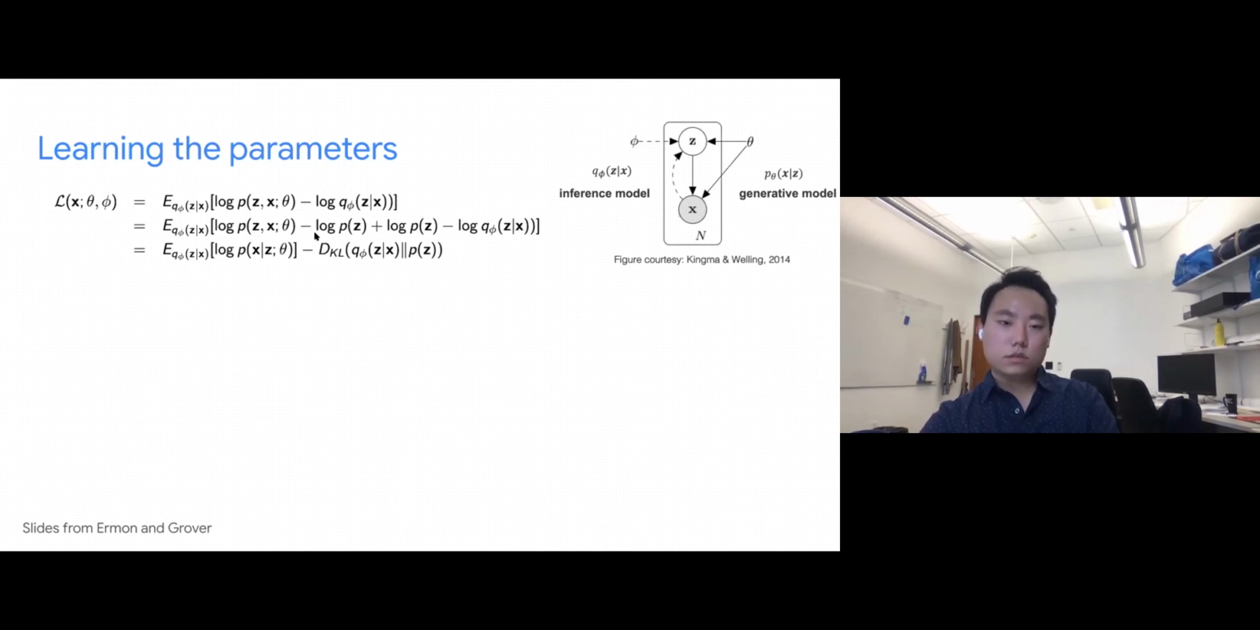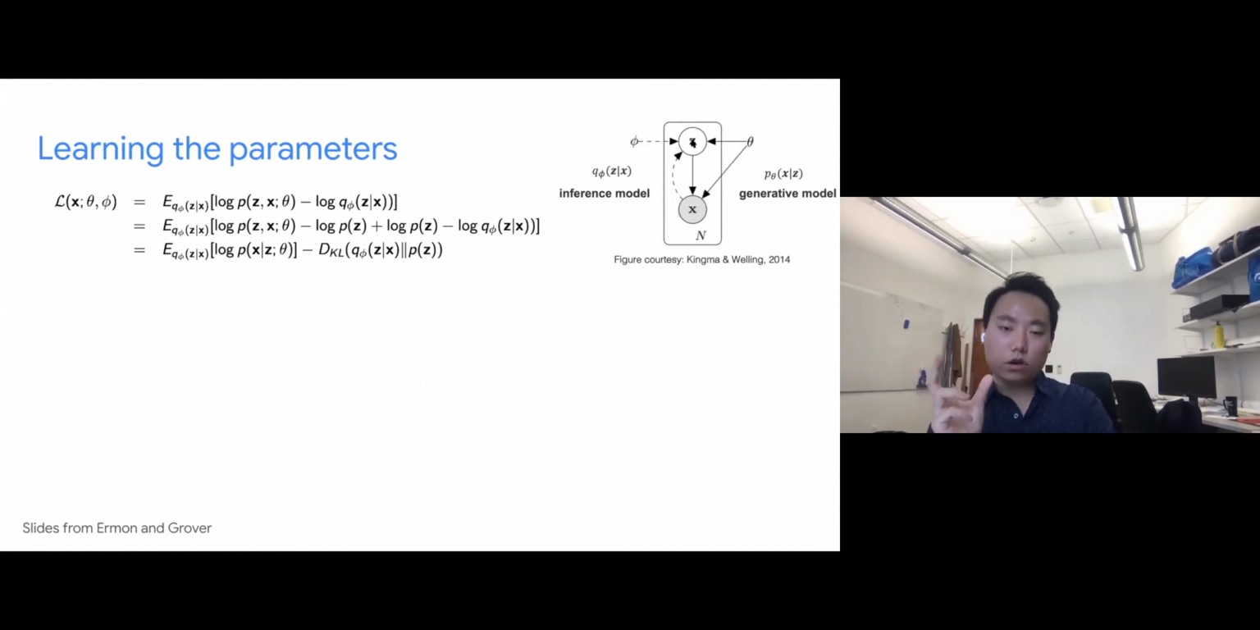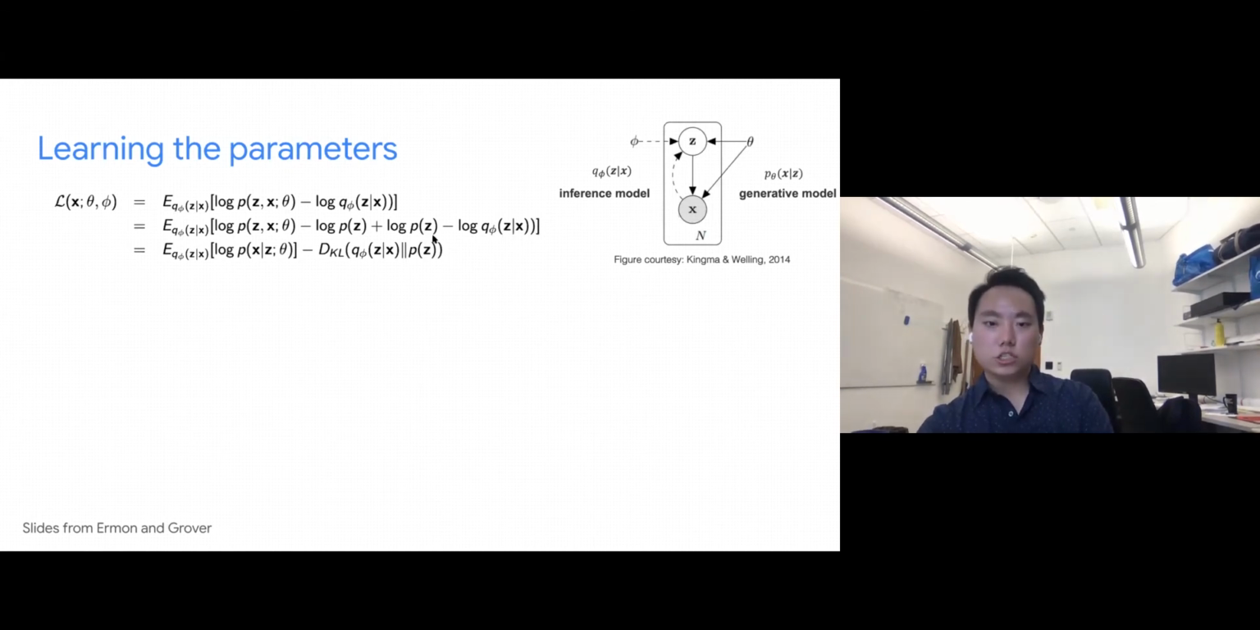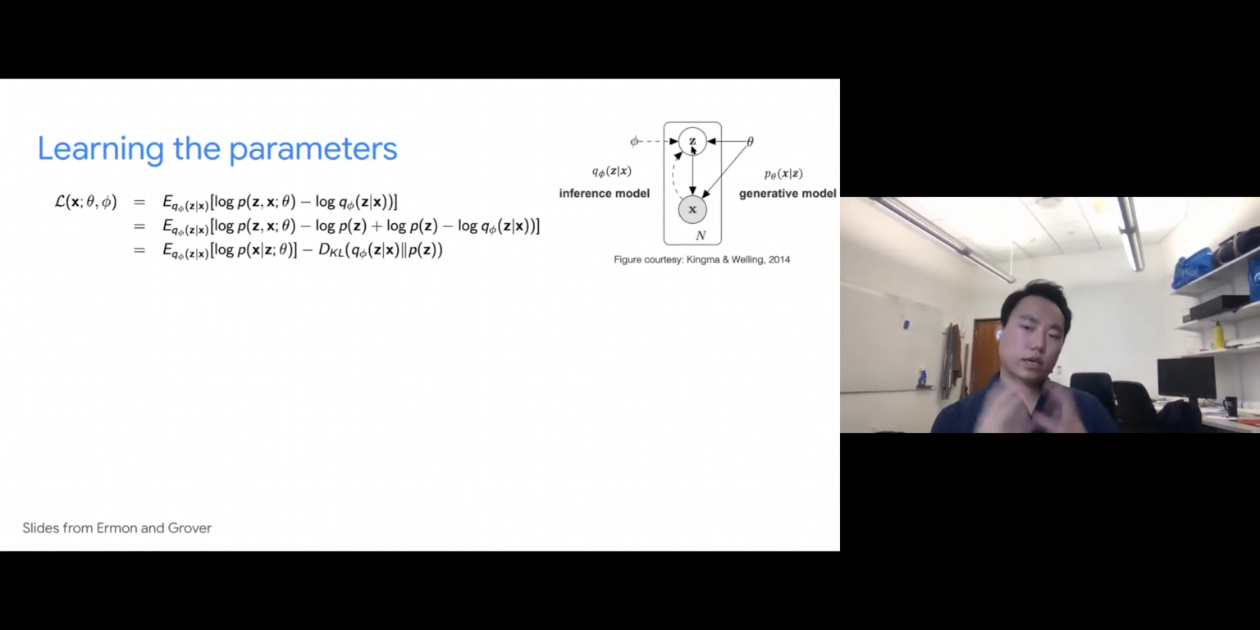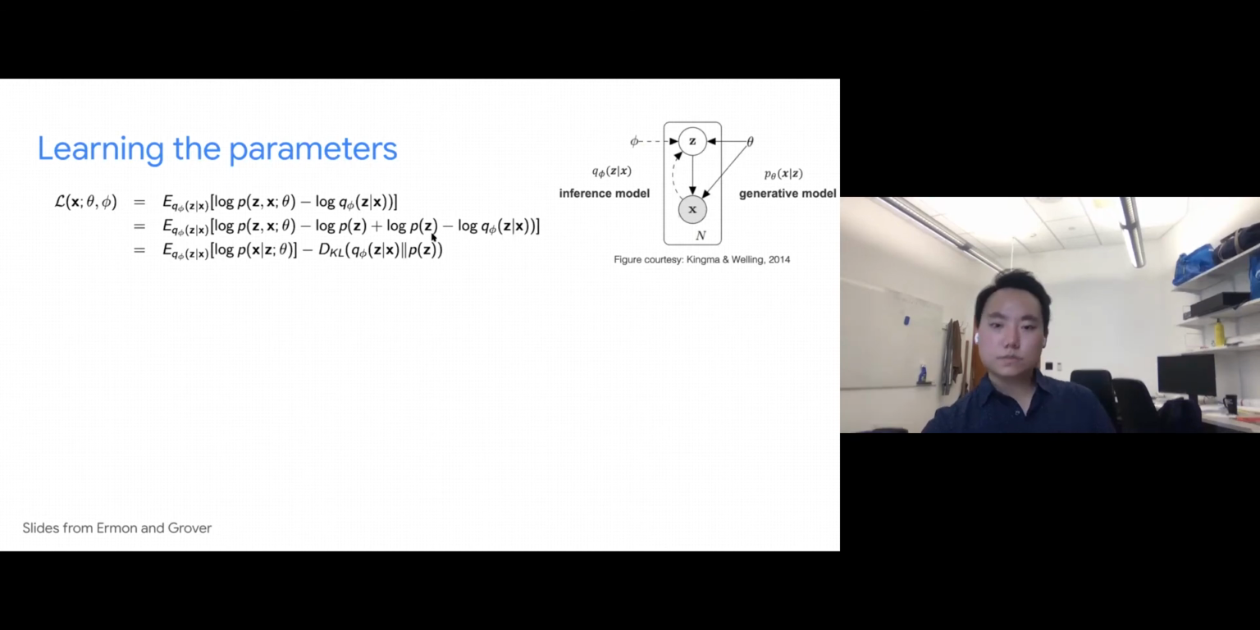I'm going to subtract log of P of Z, and I'm going to add log of P of Z. So recall what P of Z is. Z is your latent variables that you want to learn in your autoencoder, and P of Z is just some prior that you're putting on top of these latent variables. In the case where Z is continuous, you would just put a Gaussian prior over your Z's. So I'm going to subtract log P of Z, and I'm going to add log P of Z.